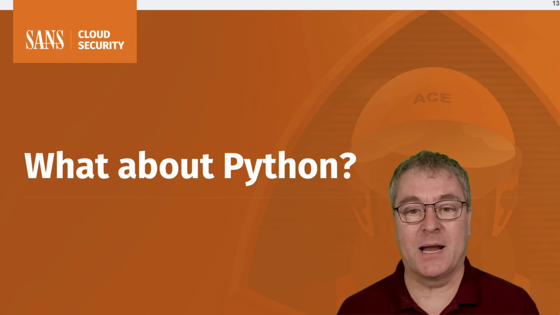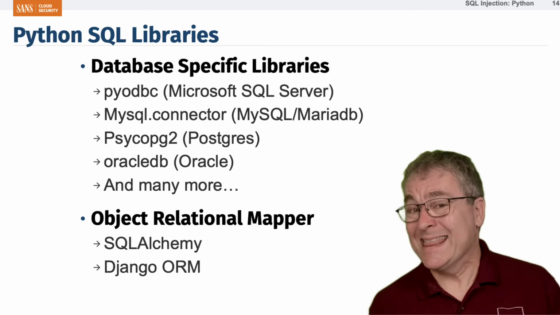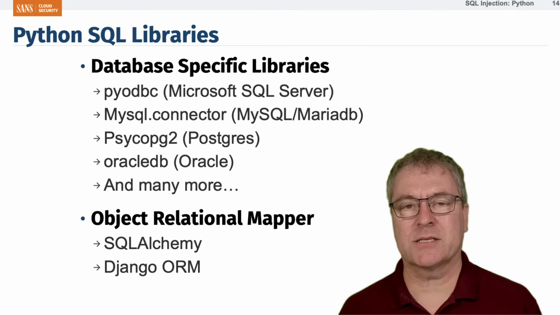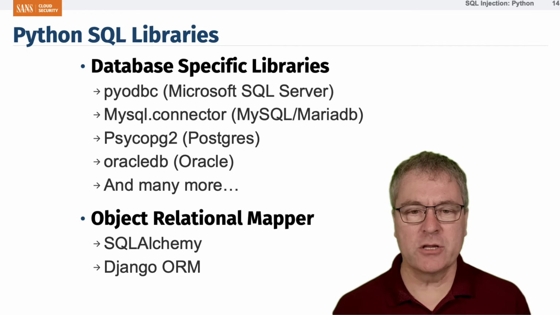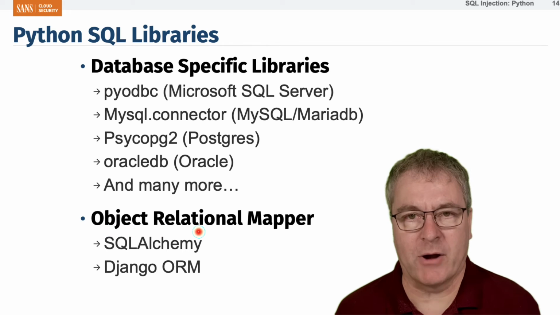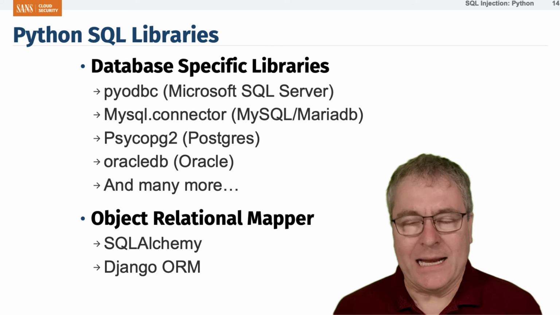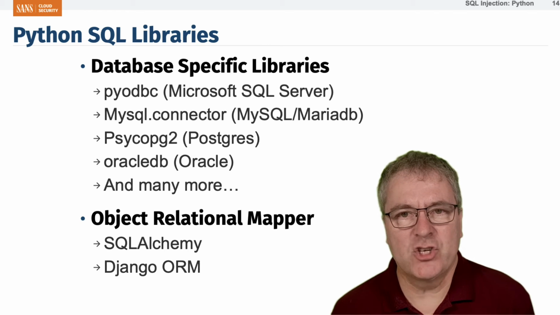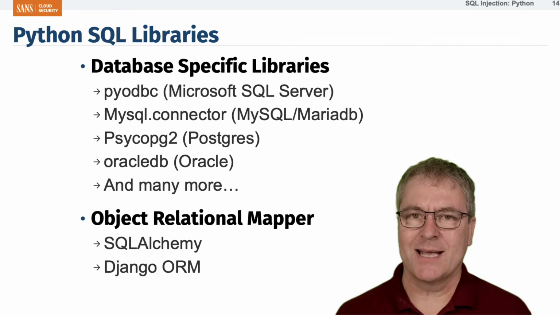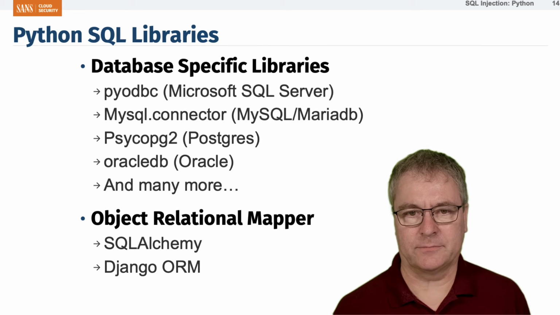So now, how does this apply to Python? In Python, we have a number of different database-specific libraries. That's what we want to focus on here. These are the libraries that allow you to basically send SQL commands to the database. In addition, you also have these object relational mapper libraries or ORM database libraries. I'll talk about them a little bit in the end, but the SQL injection for those libraries is really up to the library to prevent this. As a user, you have less influence over what's happening here.